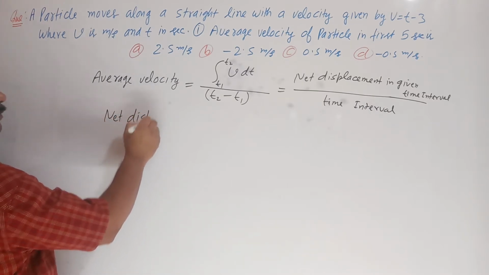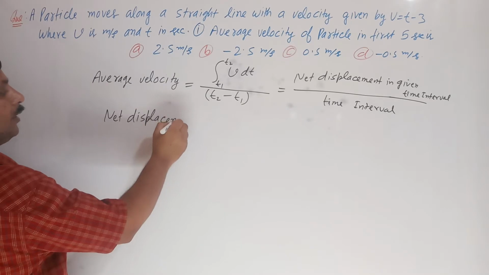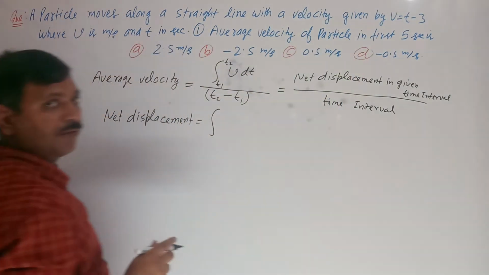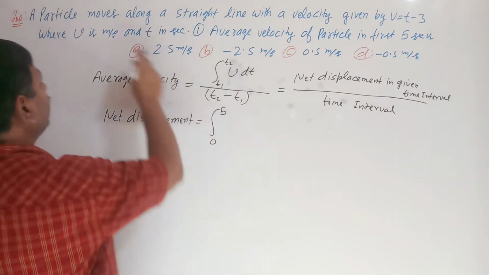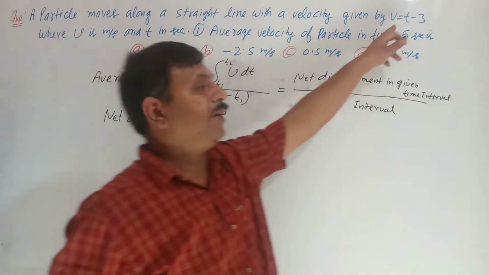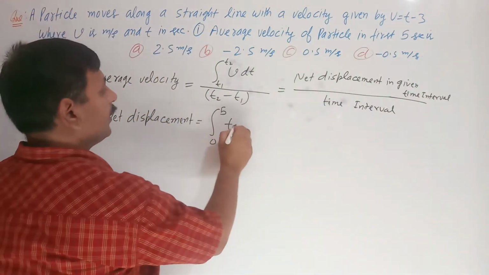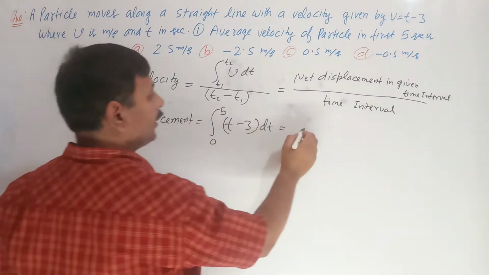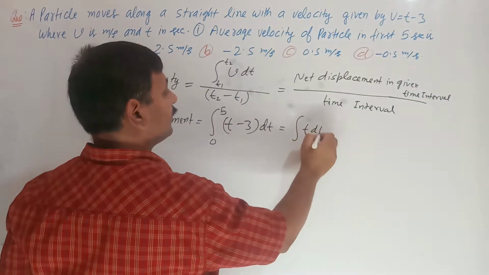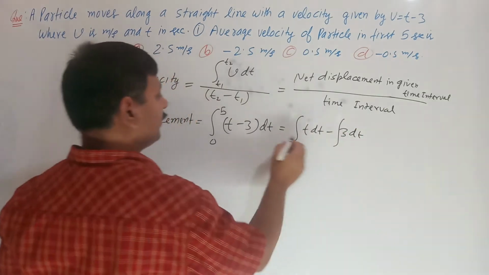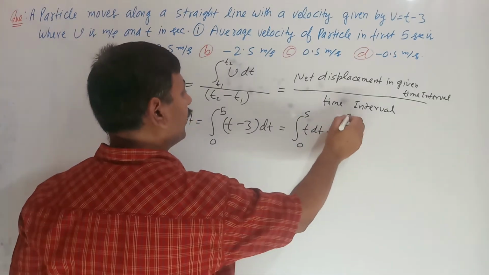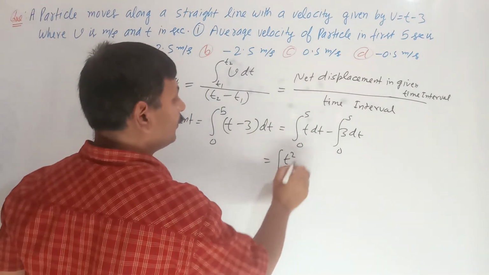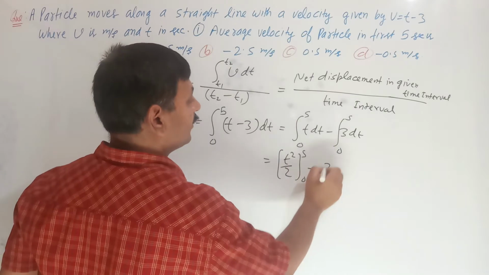Net displacement. They want the first 5 seconds, so we have to integrate from 0 to 5, the given t minus 3, dt. Integration of t from 0 to 5 will come t square upon 2 from 0 to 5, minus 3.